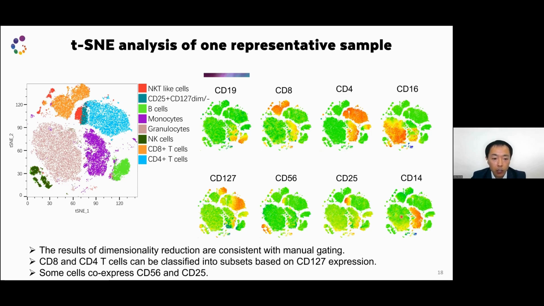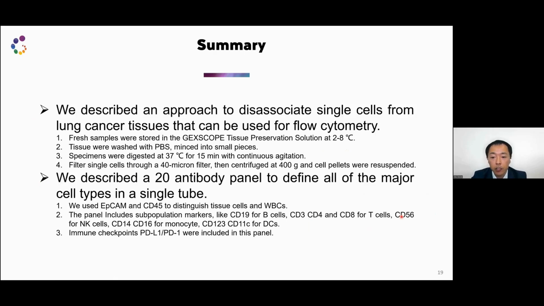From the left graph, we can also see that some NKT-like cells and some Treg-like cells merge together. We don't know if it's meaningful. If you are interested in one population, you can go into that gate and do t-SNE analysis again. Generally speaking, we described a method to isolate single cells from lung cancer tissue, and we have an immunophenotyping panel to see the major cell types in the TME. Thank you for listening.